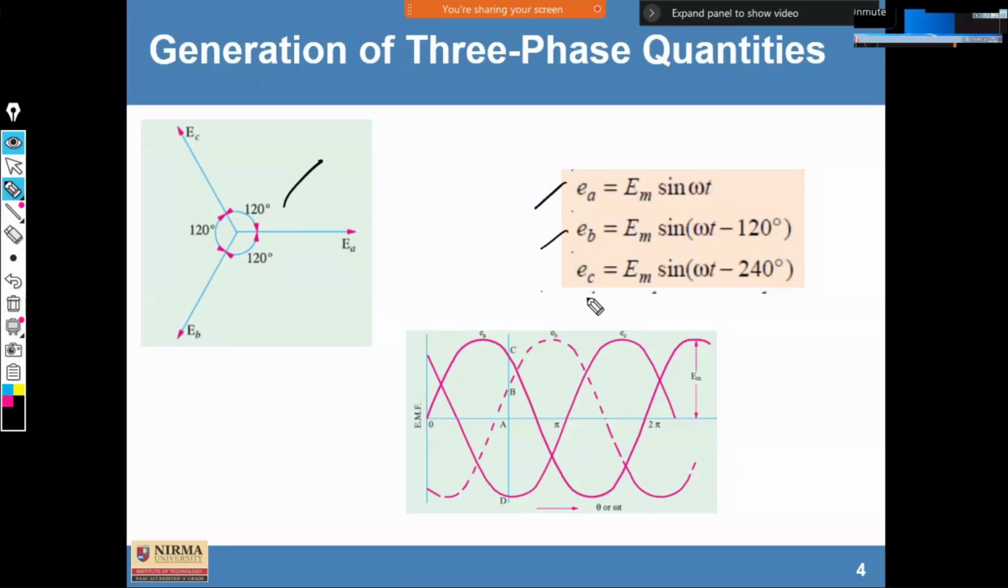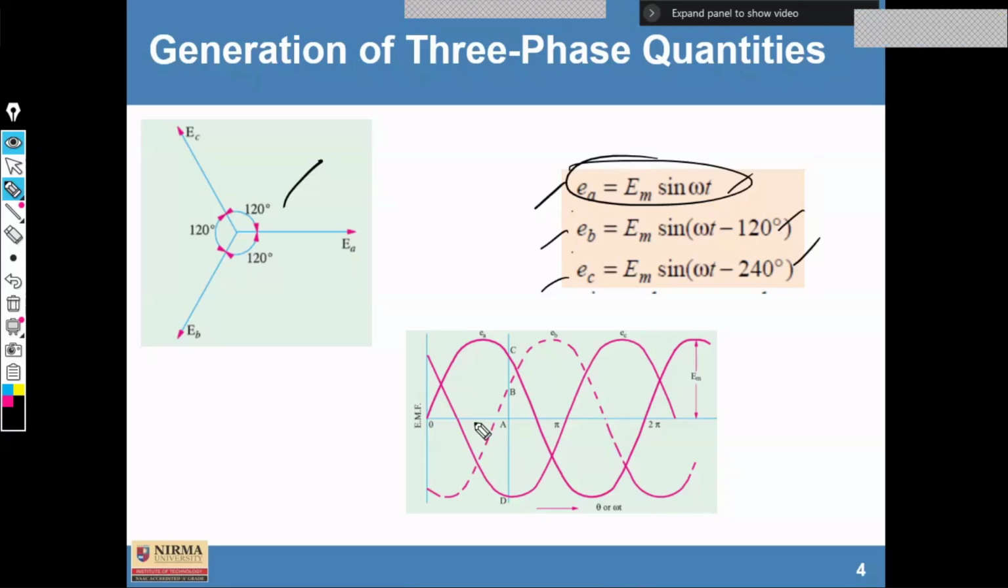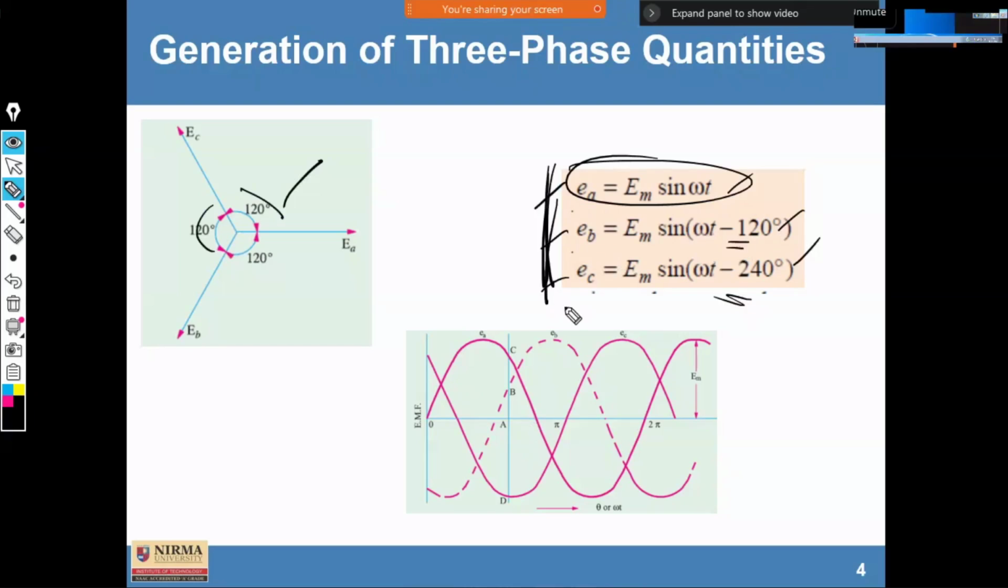We can write three different equations, and these equations can be derived in a similar way to single phase. Fine. So this is a single phase, and because there is a phase difference between these two of 120 degrees, clear, we can write this equation in this way also. Clear.